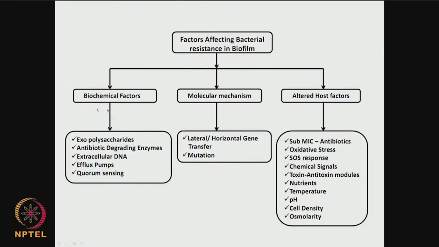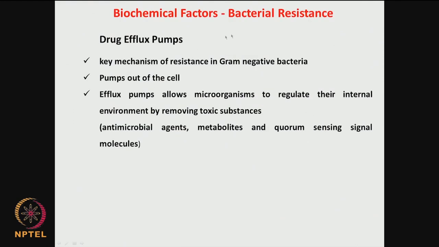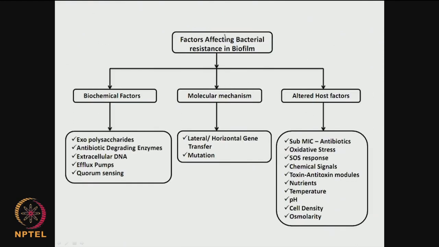The factors that affect bacterial resistance, we can group into biochemical factors, molecular mechanisms, and altered host factors. Biochemical factors, like I mentioned, are exopolysaccharides, antibiotic degrading enzymes, extracellular DNA, efflux pumps, and quorum sensing. If you look at molecular mechanisms, there could be lateral or horizontal gene transfer. Sometimes the bacteria mutate as soon as they settle on the surface. All these can lead to antibiotic resistance. The third could be altered host factors, because the antibiotics could be under sub-MIC concentration.